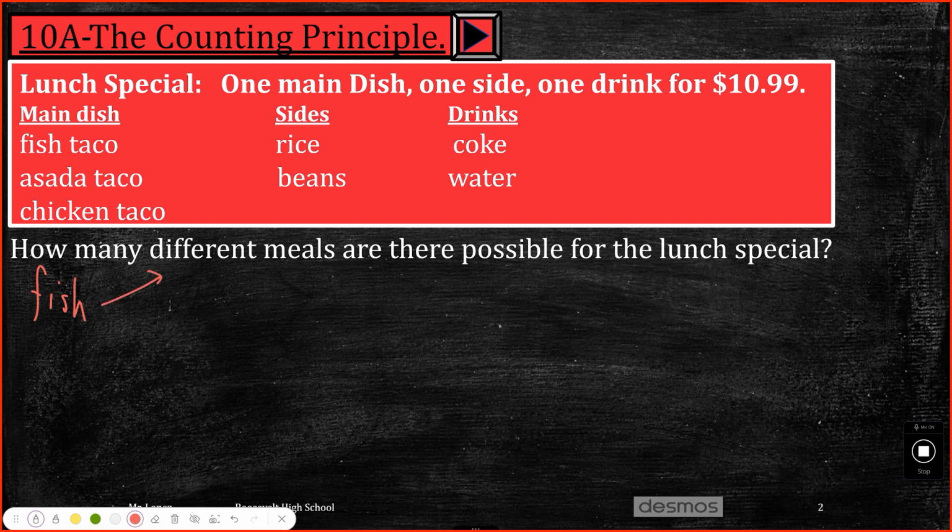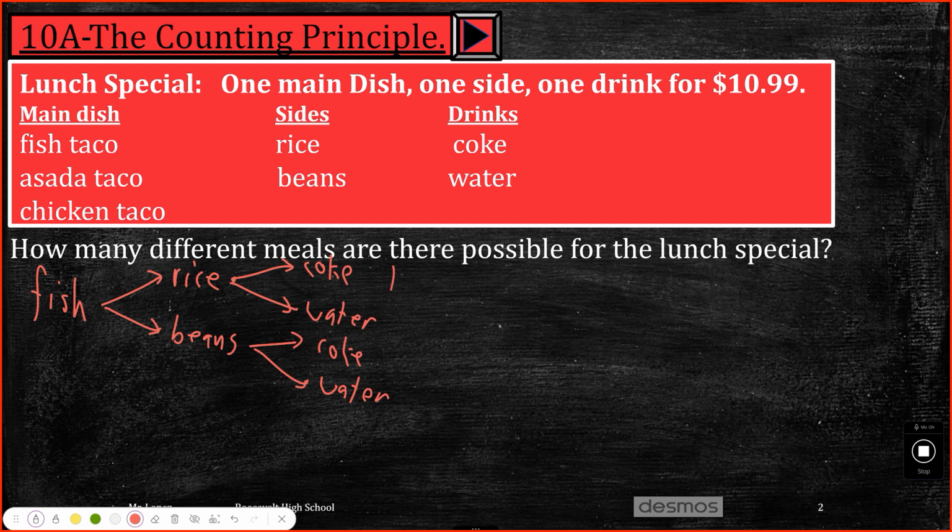Then let's go with your side. What do you want? How many choices you got? Rice or beans? So you could go with rice first, or you could have gone with beans. But let's say that you went with fish, rice, and then after you chose rice, you're going to go with either Coke or water. But you could have gone this other way and done Coke or water. See, as it is already, you see there's 1, 2, 3, 4.